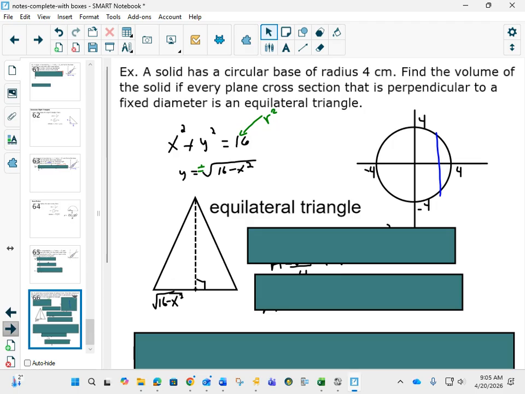Here's our equilateral triangle. This length right here is root 16 minus x squared, because that would be half of that base. The whole thing, you would have, obviously, this part here, another root 16 minus x squared, so the whole base would be 2 times that.